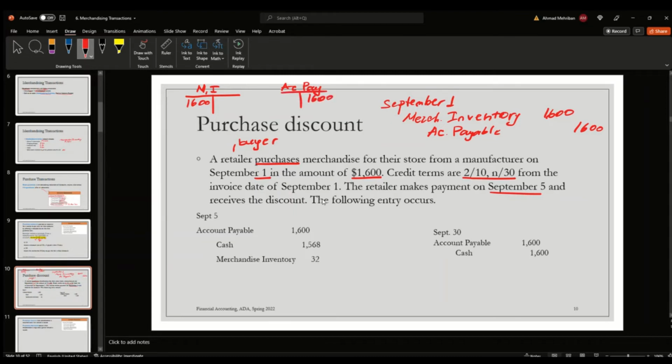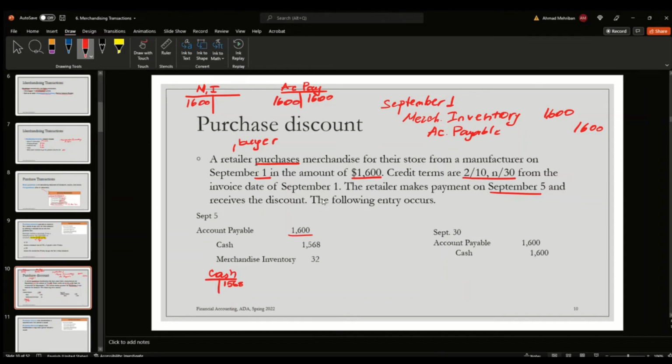Now let's assume that the payment is made within the discount period. We have to get rid of our liability, 1,600, so we debit that. But since we got the 2% discount, in the cash T account, cash is going to be paid 1,568, not the full price.